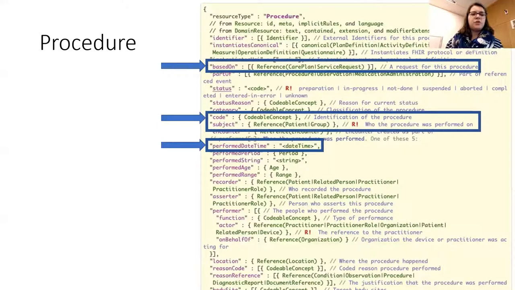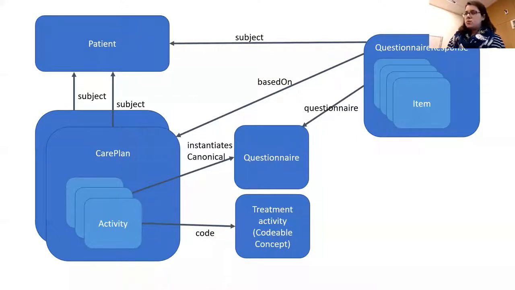So it has "based on," which we can use to refer back to the care plan that it refers to. Then it has this code that I use to define the treatment activity. And it also has performed date and time, and that's really all we need. Maybe performed period, if the walk was only 21 minutes long instead of 25 or something like that, that property could also be used. So wait, you're trying to model what exactly with the procedure?